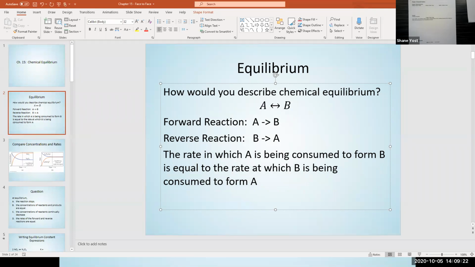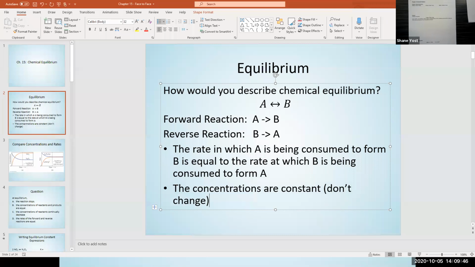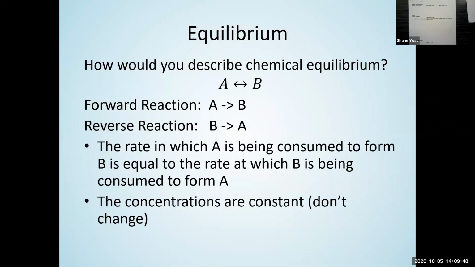So we talked about how equilibrium means that the rates of the forward and reverse reaction are equal. But what else happens at equilibrium? The concentrations are constant, they don't change. So the concentrations of our reactants and our products stop changing once we reach equilibrium.